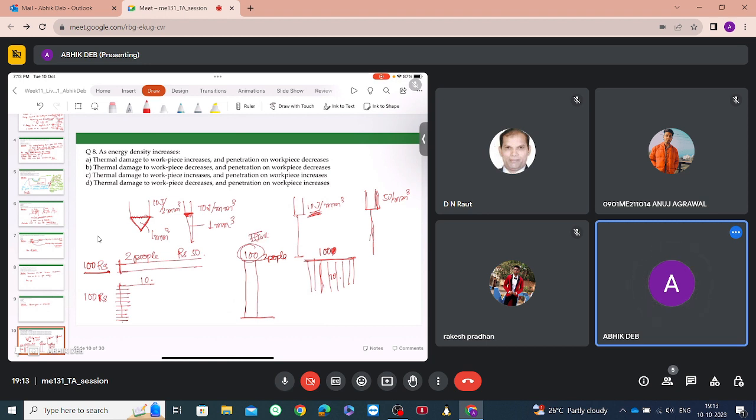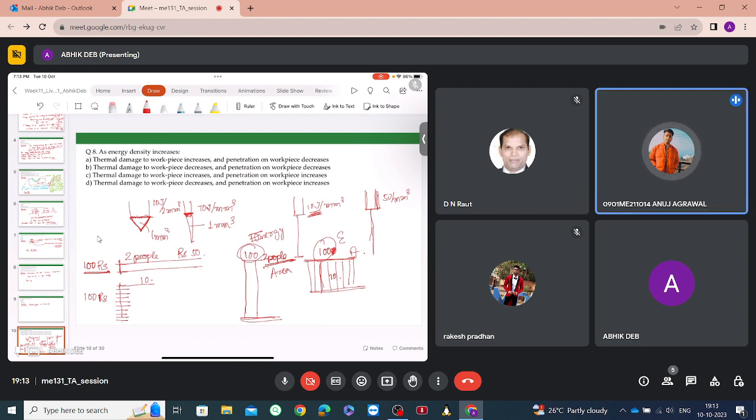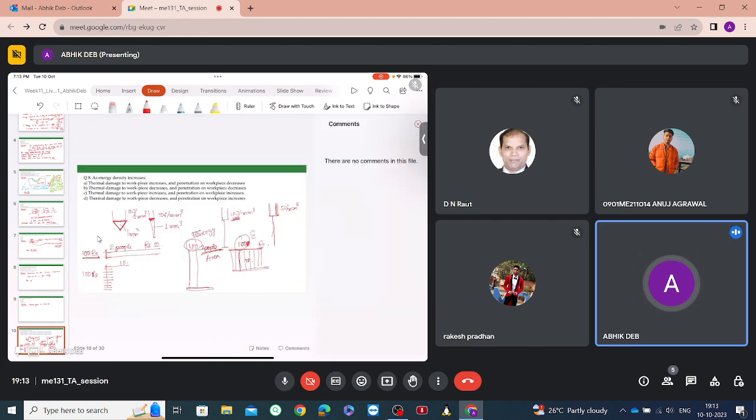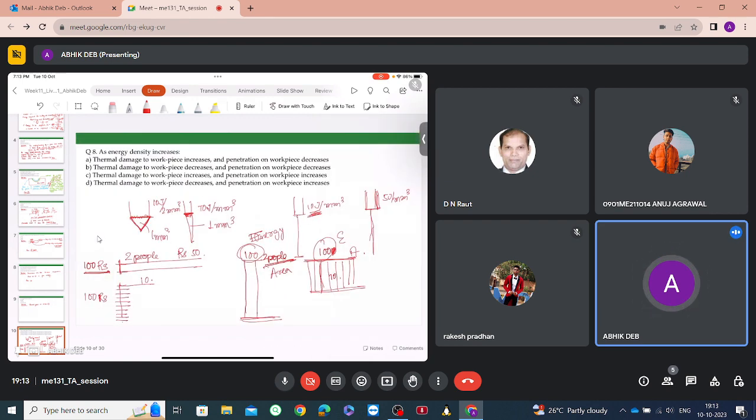Take this as the energy. Take this as the area. Okay, this is energy and this is area. Then the penetration, or the effect along the length, will be felt more in which case? In a small area. Yes, where the area is small. So where the energy density is higher, the effect will be more along the length direction, that is the penetration.